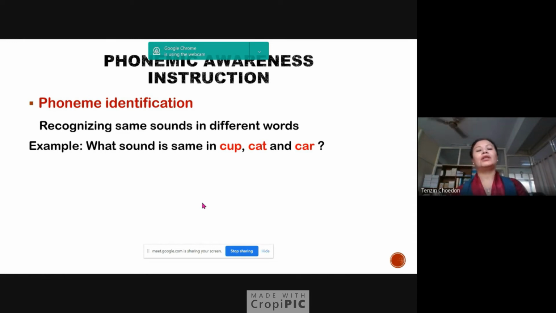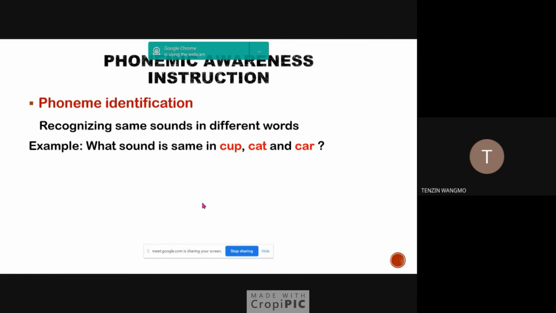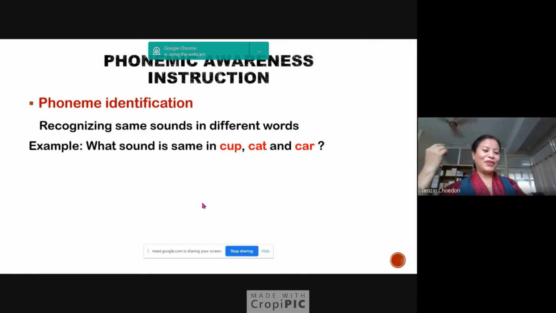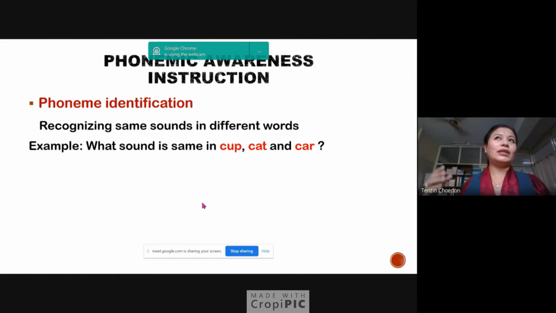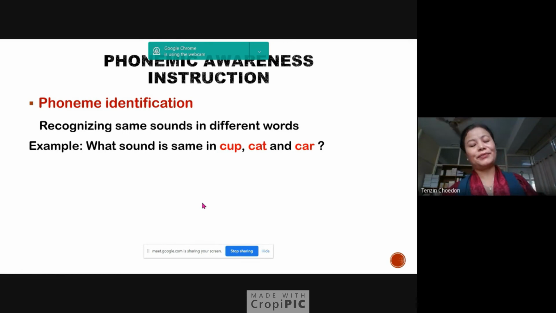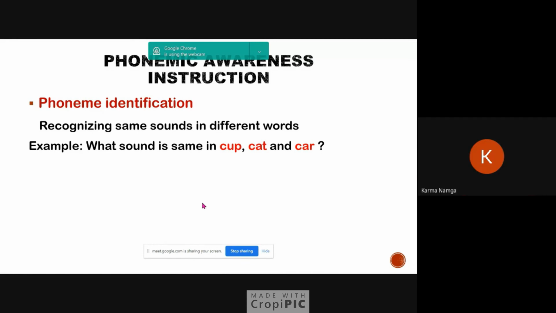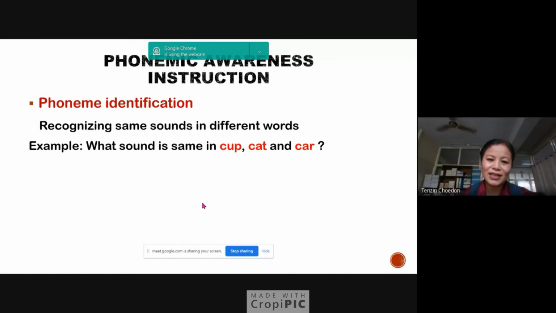Right now you can see that. Assume you are not able to see the word. If you just have to listen to cup, cat, car, can you identify? Yes, ma'am. Yes, easy, right? For us as teachers, even children, I think they can do that once they know about the sounds produced by the letters of the alphabet, right? So the sound is k, right?